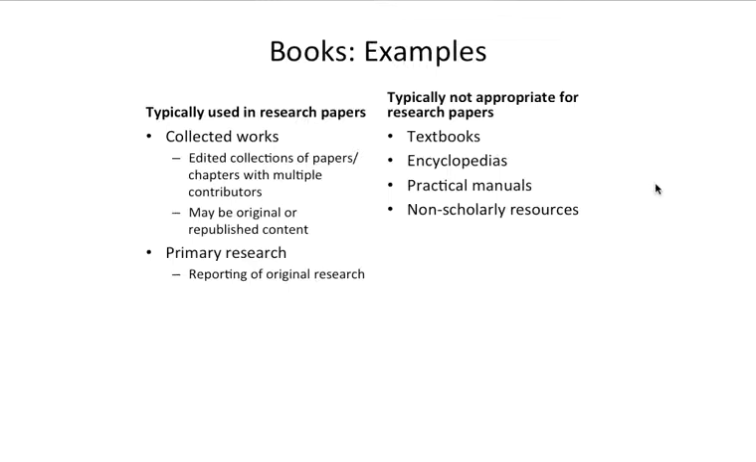Here are a few examples of the types of books you might come across in your research. Typically, the sort of things you can use in your research paper are collected works, such as edited collections of papers, chapters by multiple contributors, and this may be original or republished content, perhaps something that was originally published as a journal article and is being republished in this collection, as well as primary research, in which an author, a pair of authors, or a small group of authors write an entire book on a subject, reporting their original research.